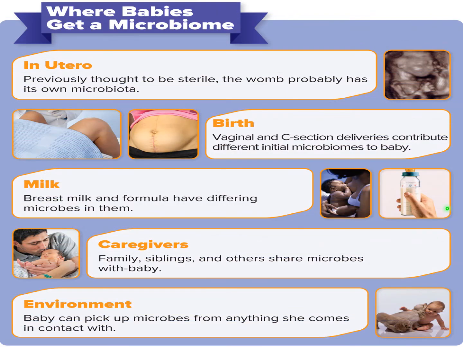Previously, we thought the amniotic fluid and amniotic sac were sterile, but probably it has its own microbiota, and part of that may be passed to the growing embryo and fetus. Birth, certainly vaginal births, we're going to get a lot of microbiome from the vaginal canal into the nasal passages, oral passages, even the eyes.